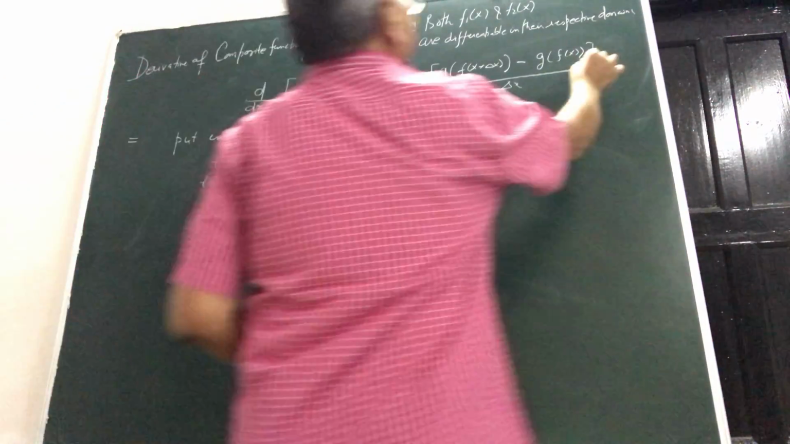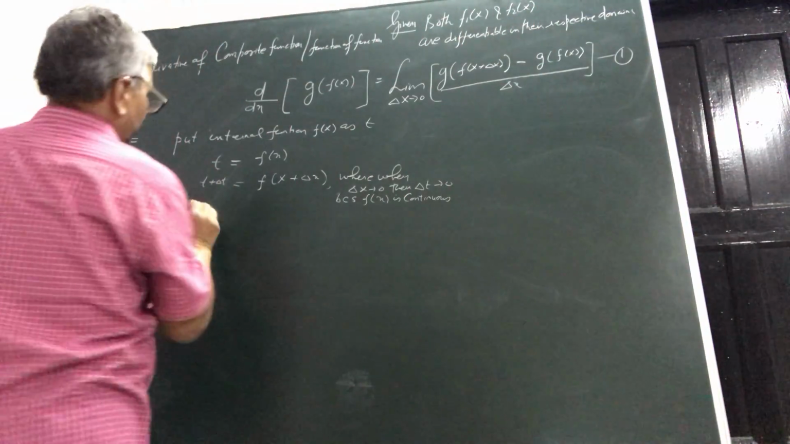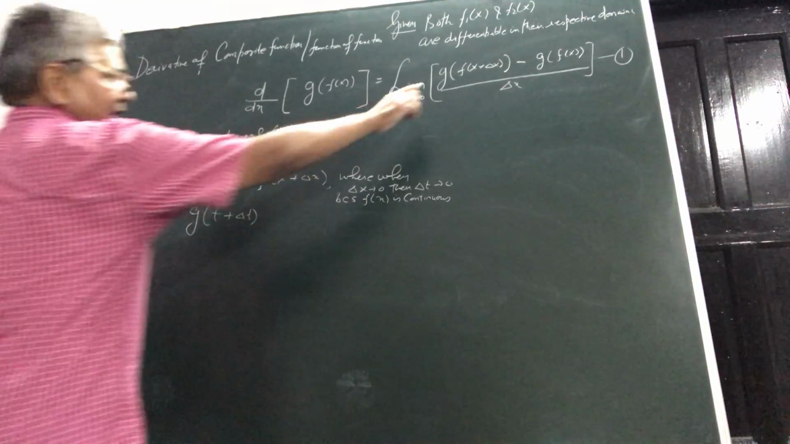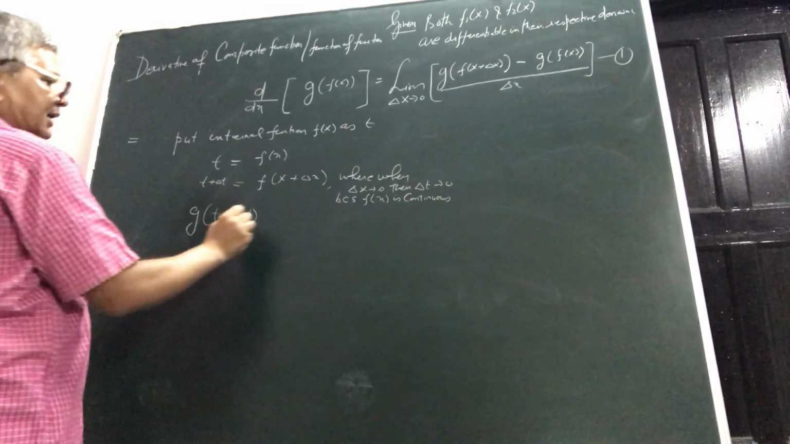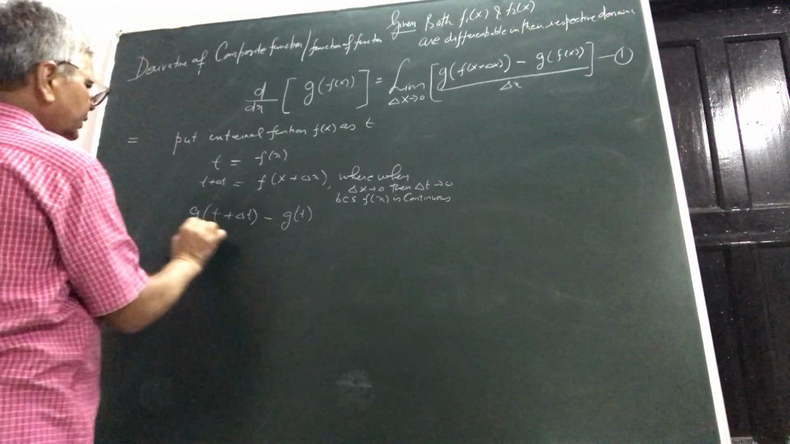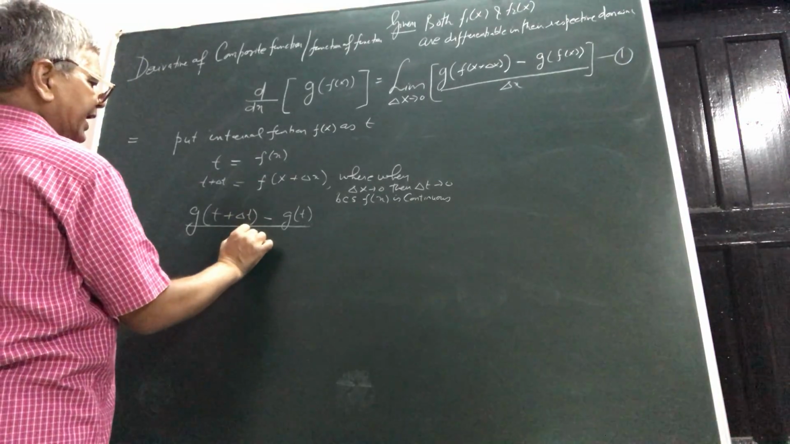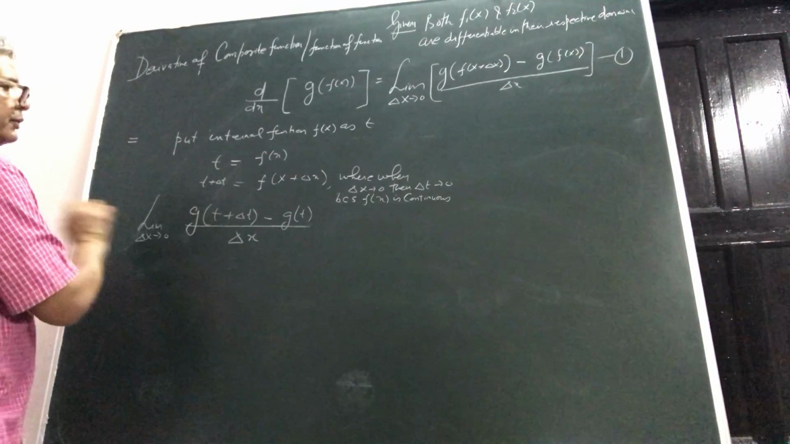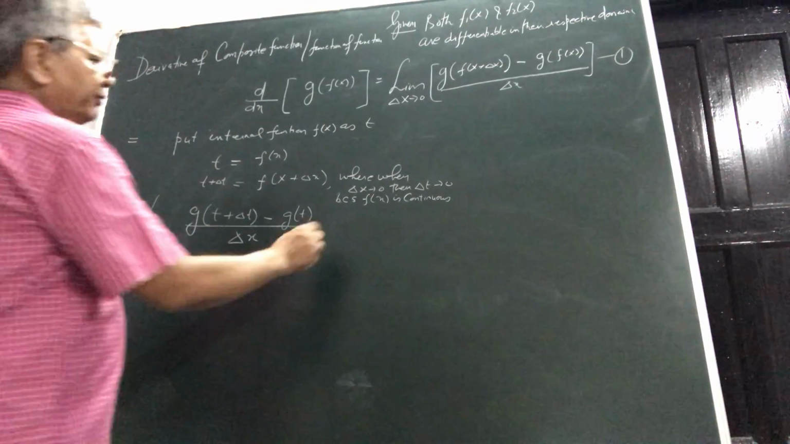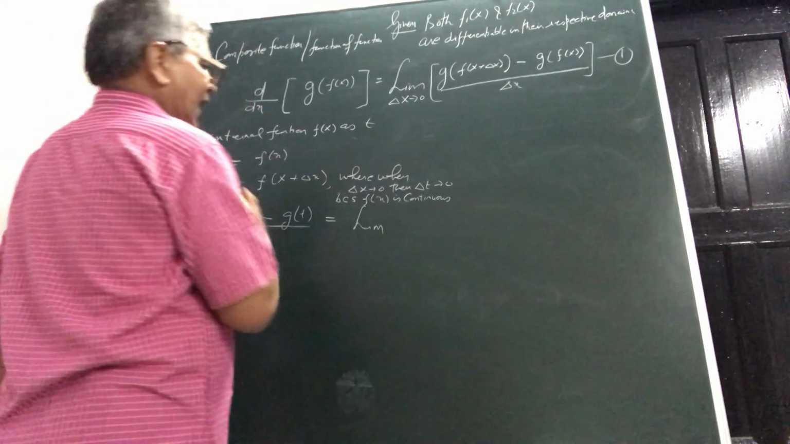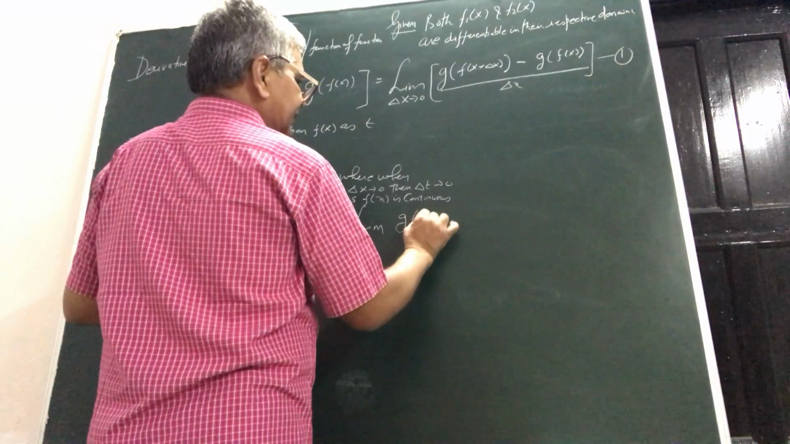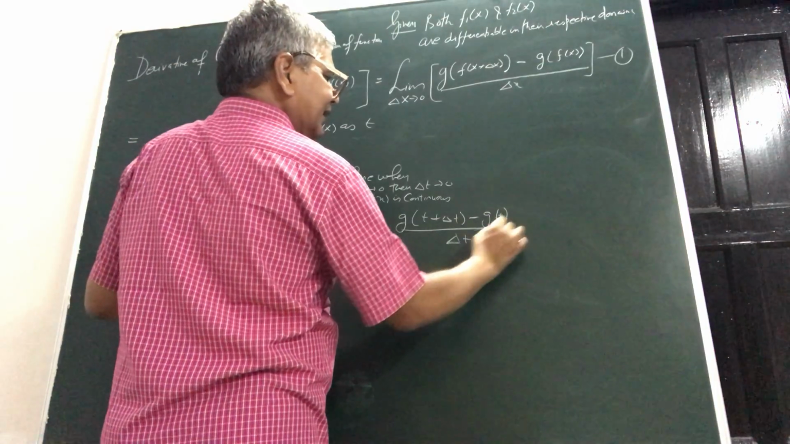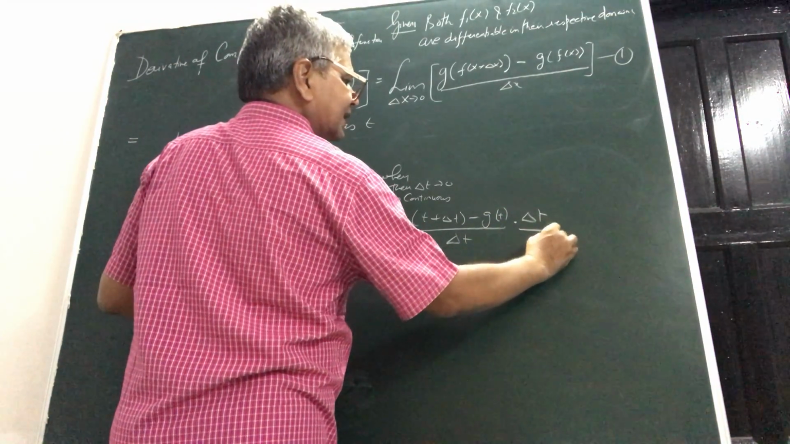So this equation 1 becomes g(t + Δt), and in place of f(x + Δx), from here we can write t + Δt, minus g(t) upon Δx, and then limit Δx tends to 0. Now this thing we will further write like this. Please see, limit, I will replace this: g(t + Δt) minus g(t) upon Δt, I am dividing by Δt, multiplying by Δt, upon Δx I am writing.